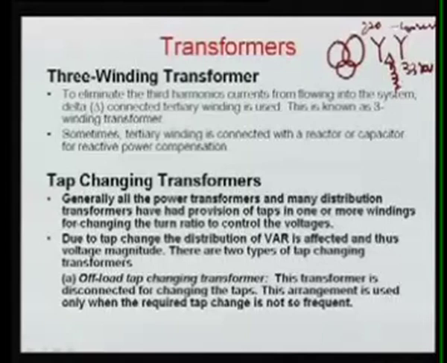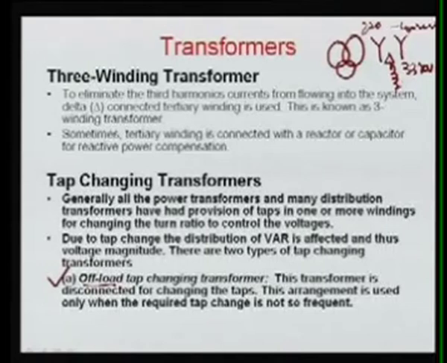The first one is called the off load tap changing transformer. Off load itself indicates that you cannot change the tap during the energized condition. For changing the tap, you have to de-energize this transformer, meaning you have to take it out from the service, then change the taps, and then put it back into service. It does not mean that de-energization requires taking the transformer somewhere else to change it; it means you have to isolate this transformer from the system, and then you can change the tapping, and then again reconnect.